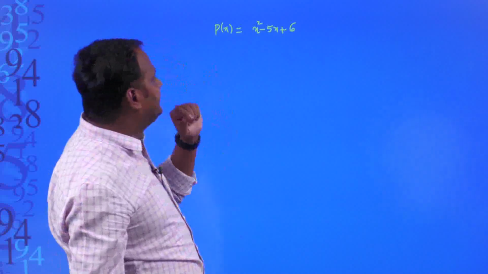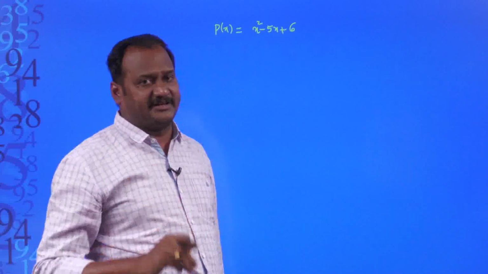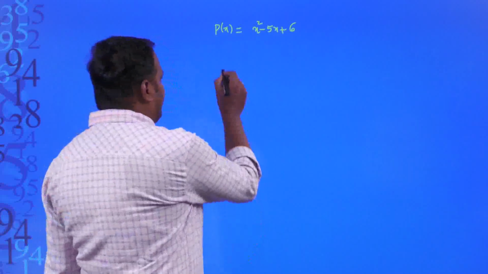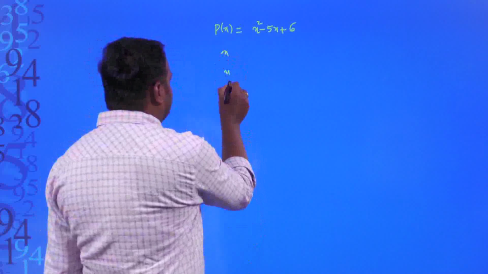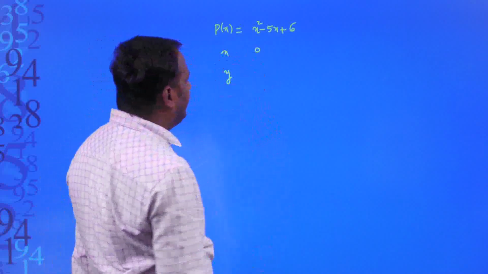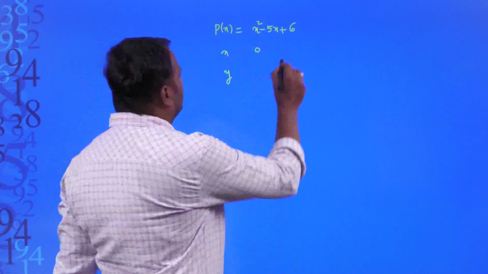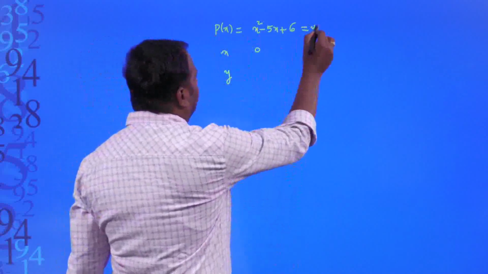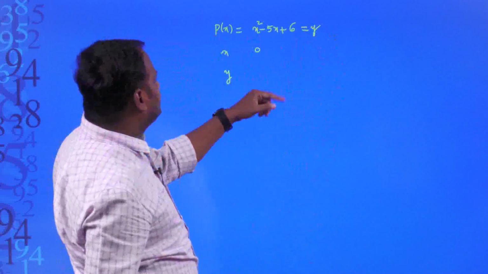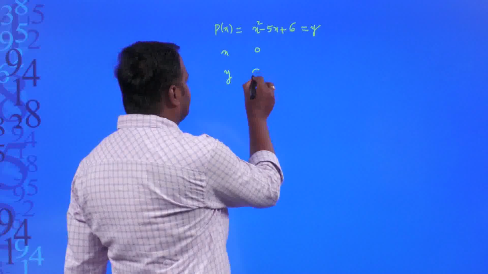So since the degree is 2, I don't know how many points I should take. I will take at least 5 points. Okay. The values of x as well as the values of y. Now if I take x is equal to 0, then what about the value of y? P of x is equal to y now. So when x is equal to 0, it is 0 minus 0 plus 6. So x is 0 and y is 6.